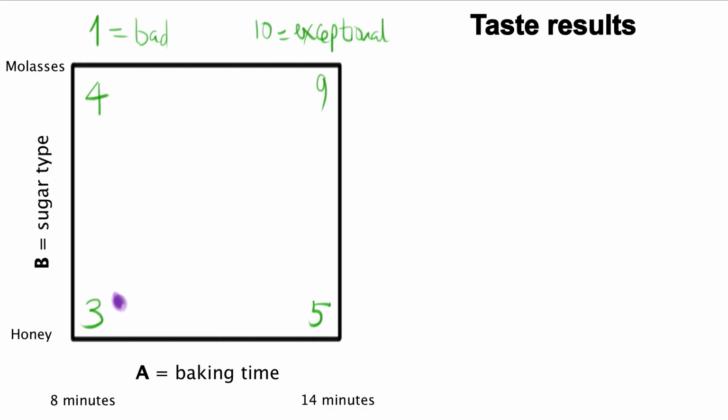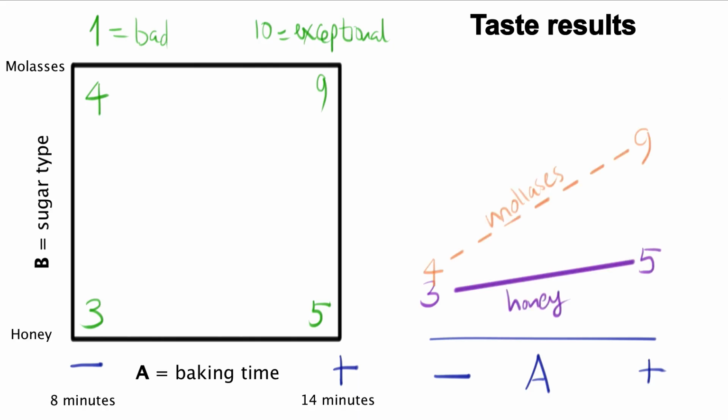The worst tasting biscuits were those made with honey and baked for a short time of 8 minutes. Those had a value of 3 on the taste scale. Start with the interaction plot for the 2 types of sugars.